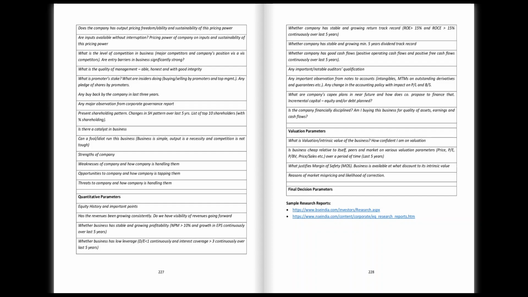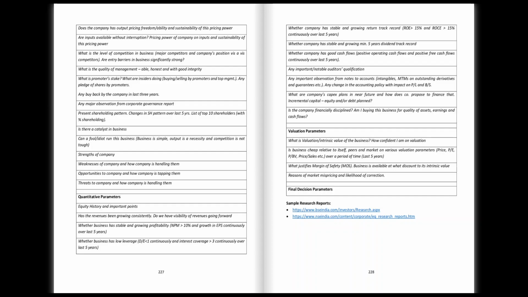Quantitative parameters. Equity history and important points. Has the revenue been growing consistently? Do we have visibility of revenues going forward? Whether the business has stable and growing profitability: NPM greater than 10% and growth in EPS continuously over the last 5 years. Whether the business has low leverage: debt to equity less than 1 continuously, and interest coverage greater than 3 continuously over the last 5 years. Whether the company has a stable and growing return track record: ROE greater than 15% and ROCE greater than 15% continuously over the last 5 years.